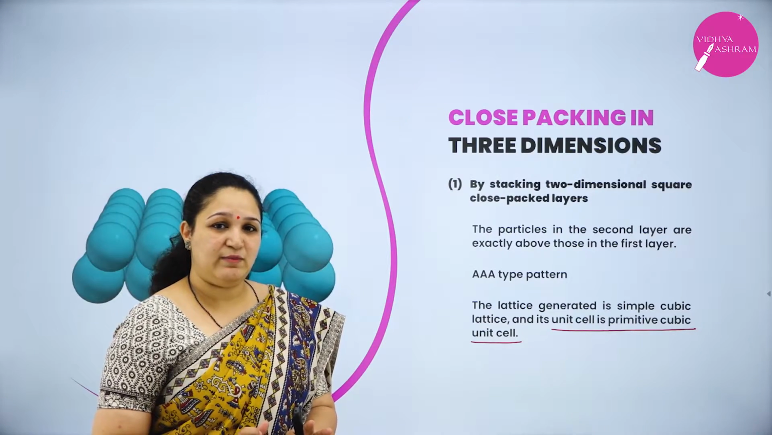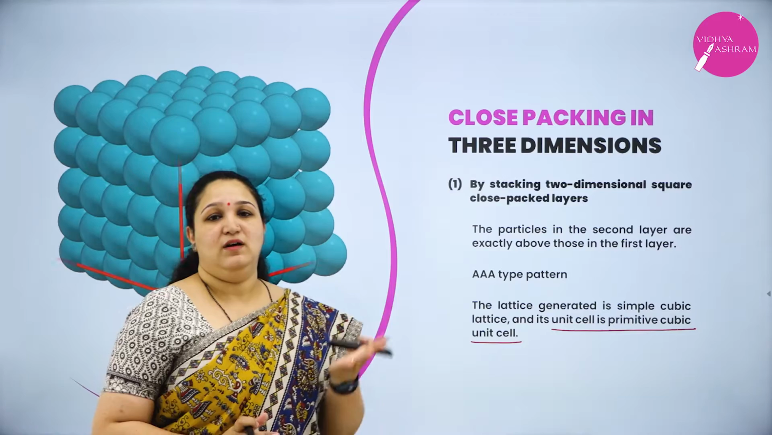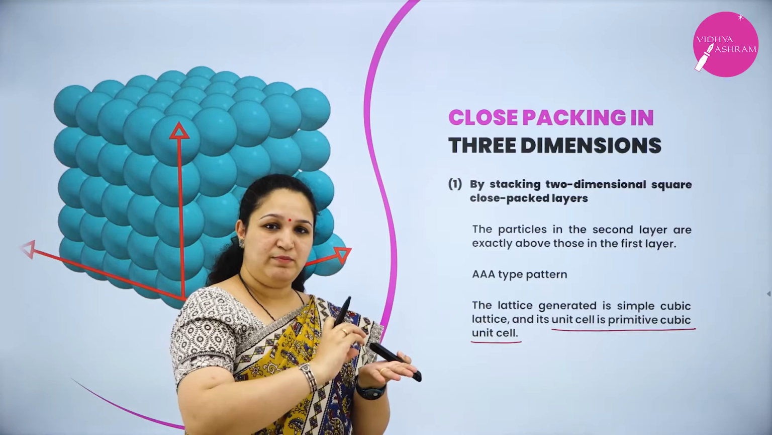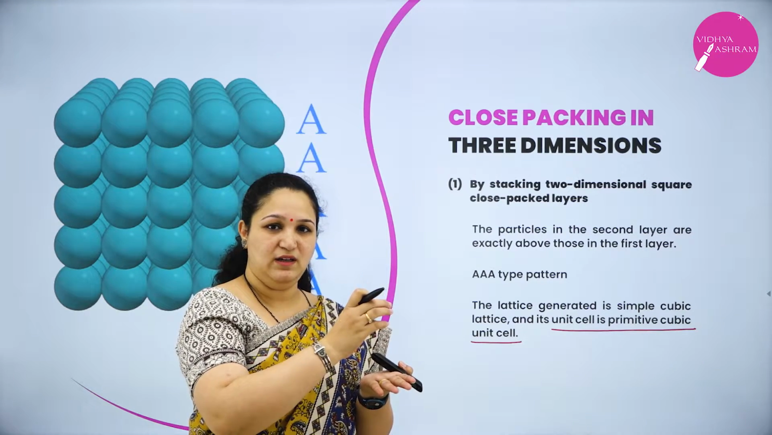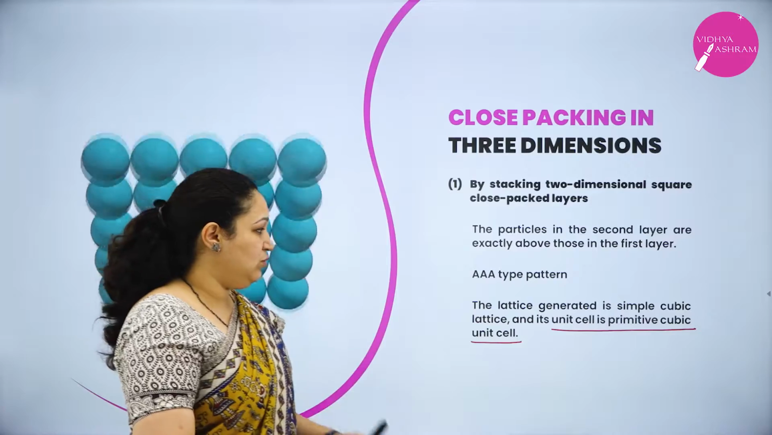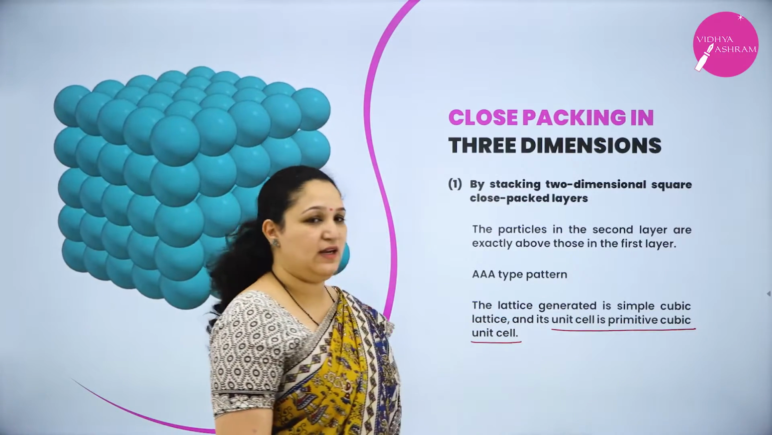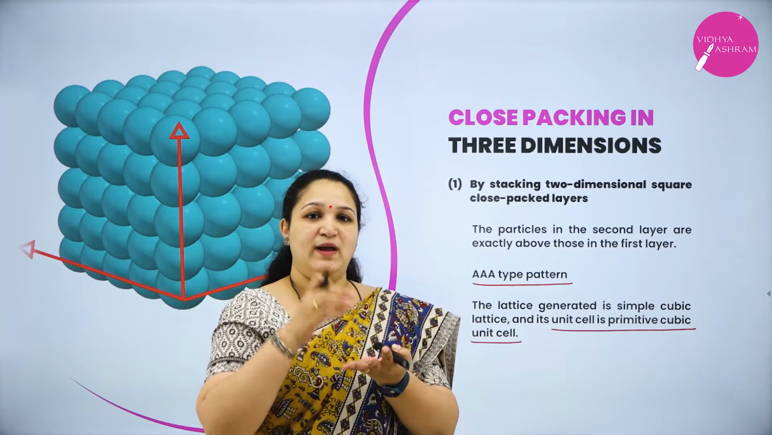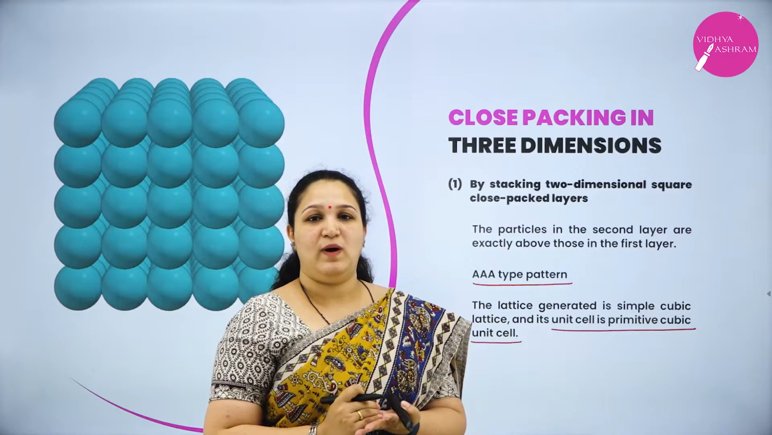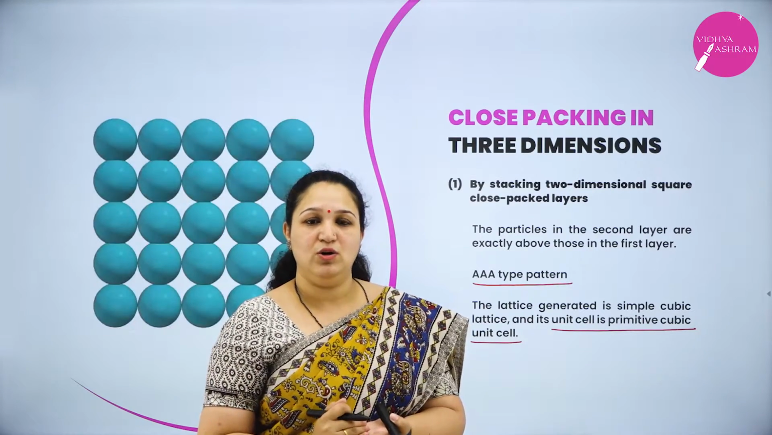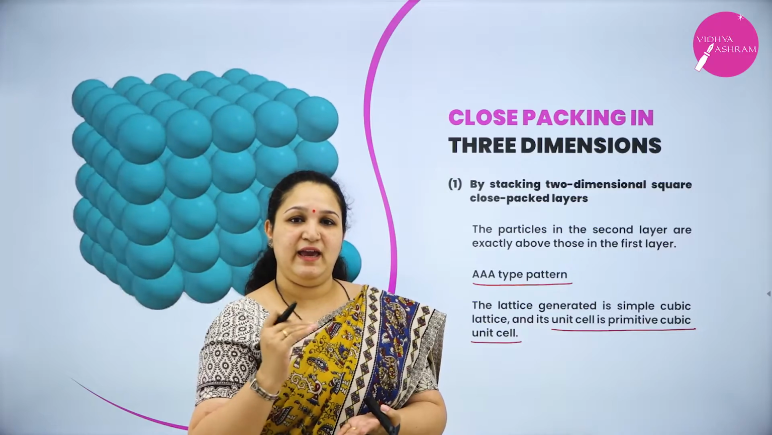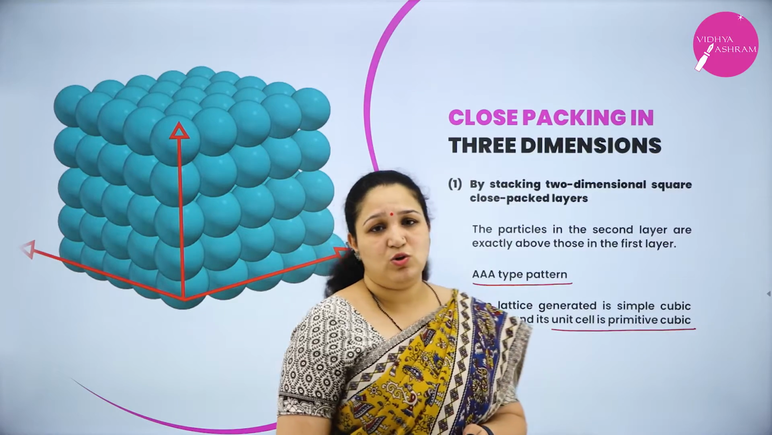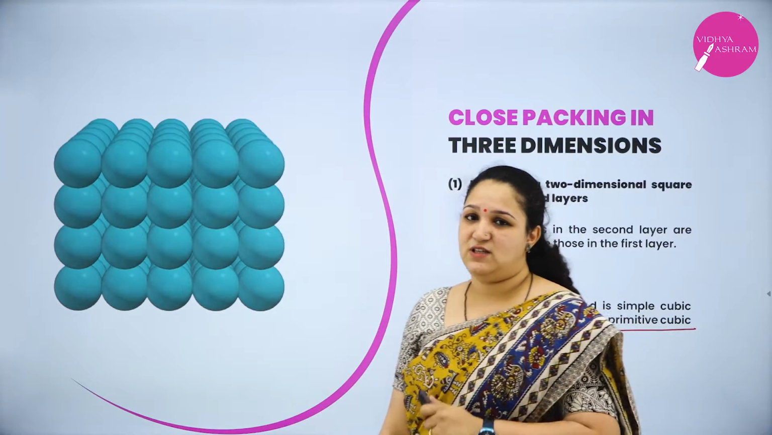Such an arrangement in 3 dimensions, if I take a square close packed 2-dimensional layer and stack it one above the other such that one particle is just above the other particle, will give rise to the primitive cubic unit cell. Such a pattern is called an AAA type of pattern, because it is kept one above the other. Every layer is identical to one another. That's why we call it an AAA type of pattern. So this is very simple to understand: close packing in 3 dimensions. This is the first type.